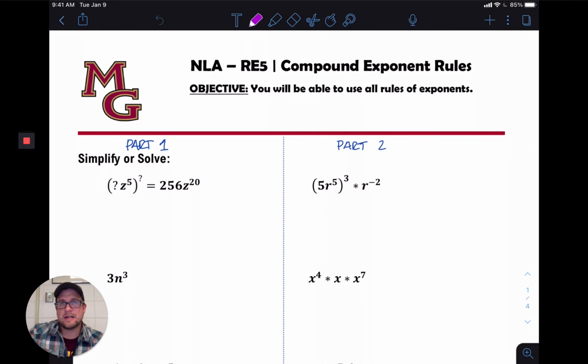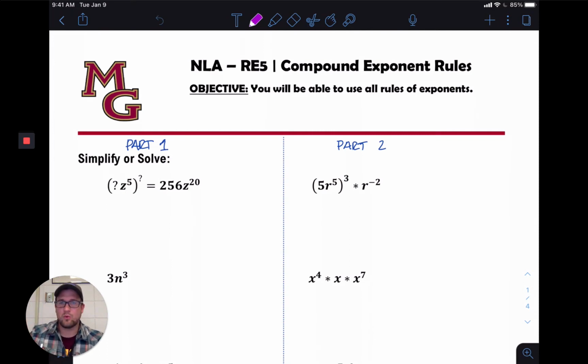Today we are going to be talking about standard RE5, which is our compound exponent rules. And our objective today is pretty basic. It's that you will be able to use all rules of exponents. Now that word all kind of gets intense here because we get some problems where we can tie a lot of different stuff together. I'm going to make two parts of this video.